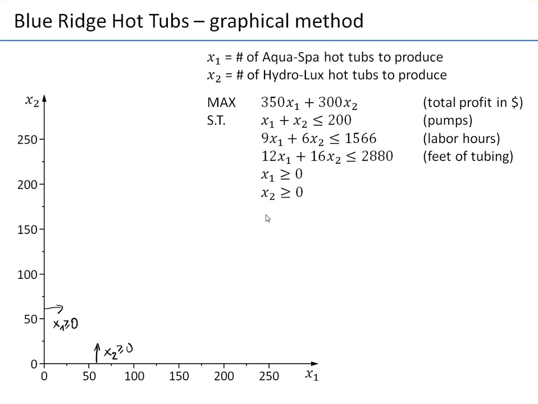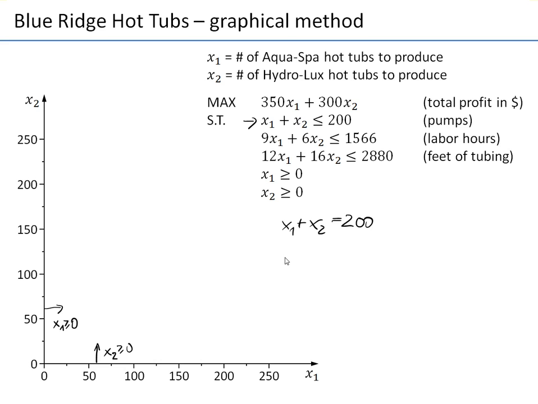Okay, so we did the last two constraints, the non-negativity constraints. Now let's try to draw to indicate the points for feasible points for the other three constraints. So let's start with the pumps. And so again, we will do the same thing. If we want to see where the number of pumps used, x1 plus x2, is less than or equal to 100, we'll first ask ourselves, where is x1 plus x2 equal to 200?